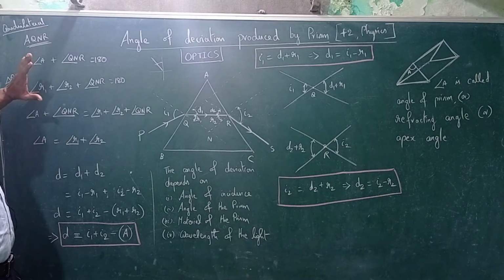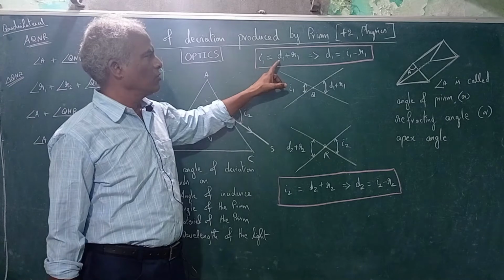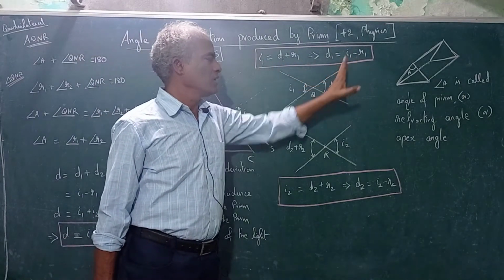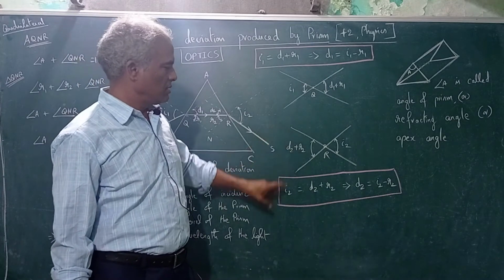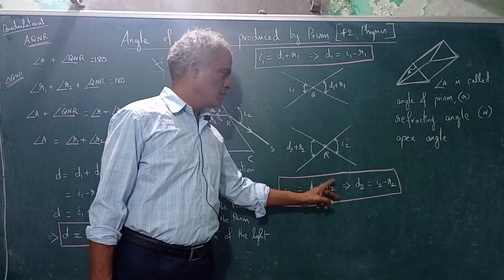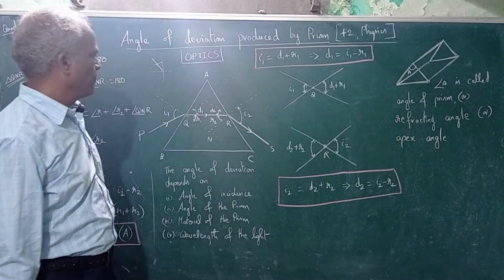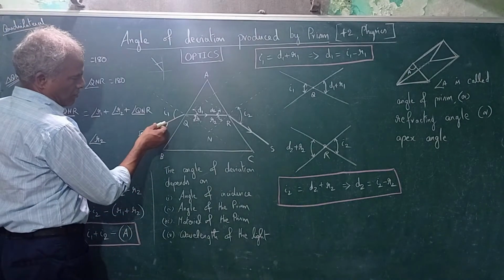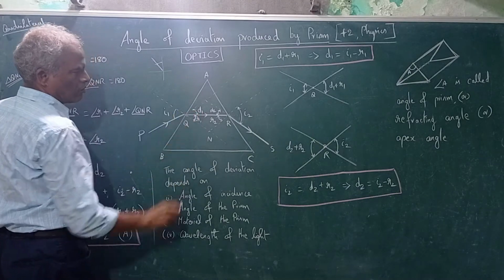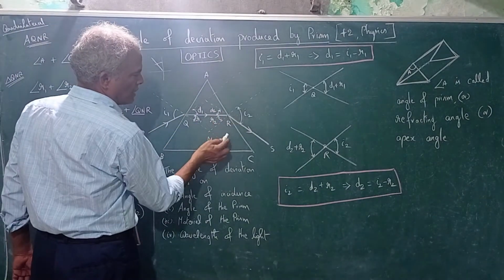Now if you carefully consider this, from this equation I1 is equal to D1 plus R1, which implies D1 is equal to I1 minus R1. From this, I2 is equal to D2 plus R2, which implies D2 is equal to I2 minus R2. That means the wave should have gone like this, but it has deviated. So you have one deviation, and then it goes like this. Once again it is deviated.